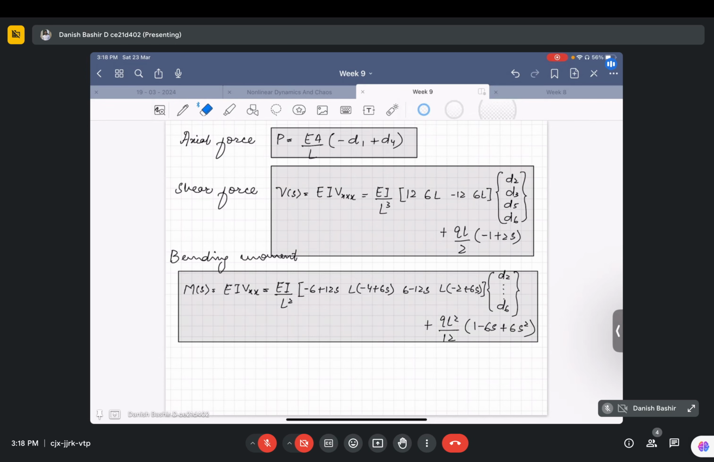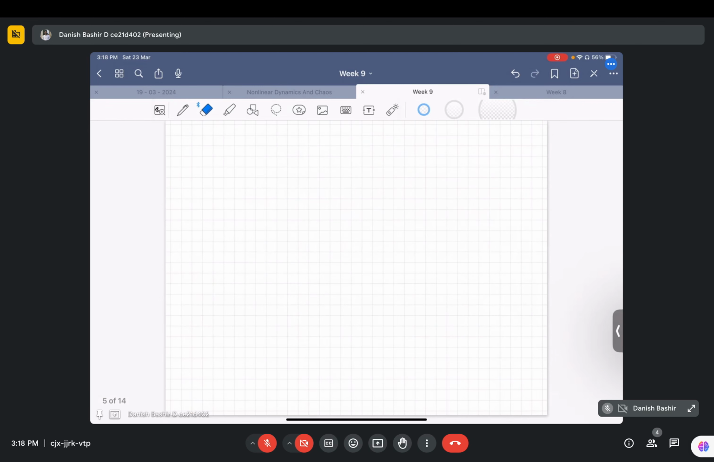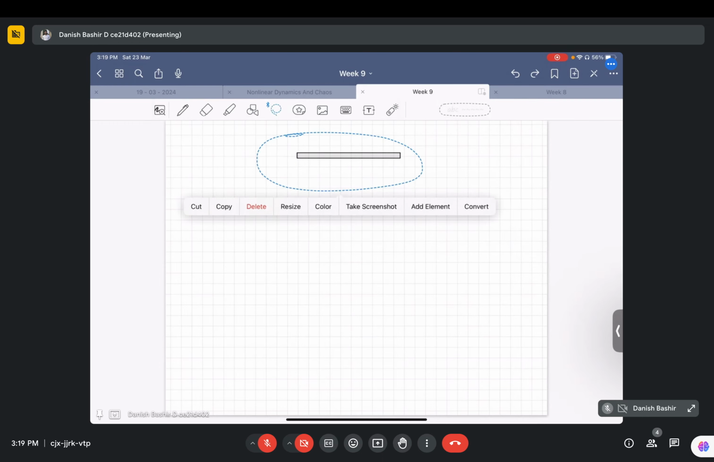Now we will be analyzing one problem, one frame, so that this concept is clear to you. So our frame looks like something like this. This is the frame's one member. This is the frame's another member. Same member. They have the same cross section.